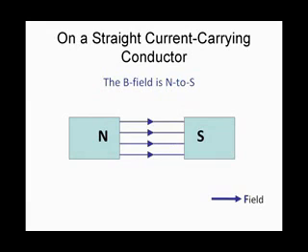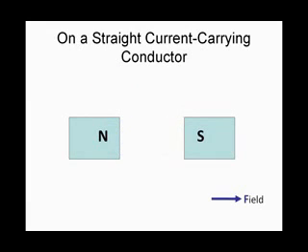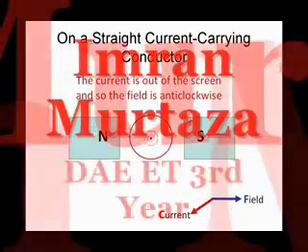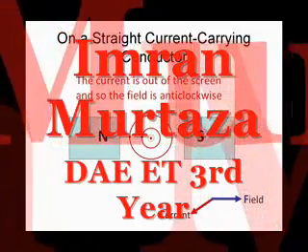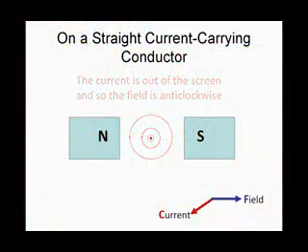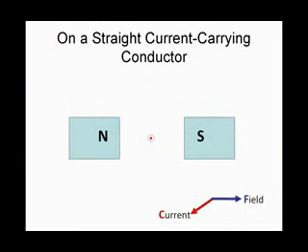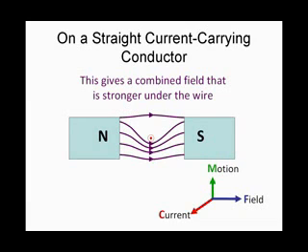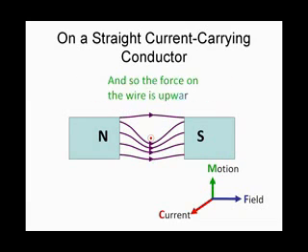And as our B field is to the right, pass a current through that B field. This one's coming out of the board, out of the screen, and we get an anti-clockwise field using the right hand thumb rule. These two fields combine, and this is what causes the force. And so the effect we have is that the field is stronger under the wire. This gives us the force upwards.